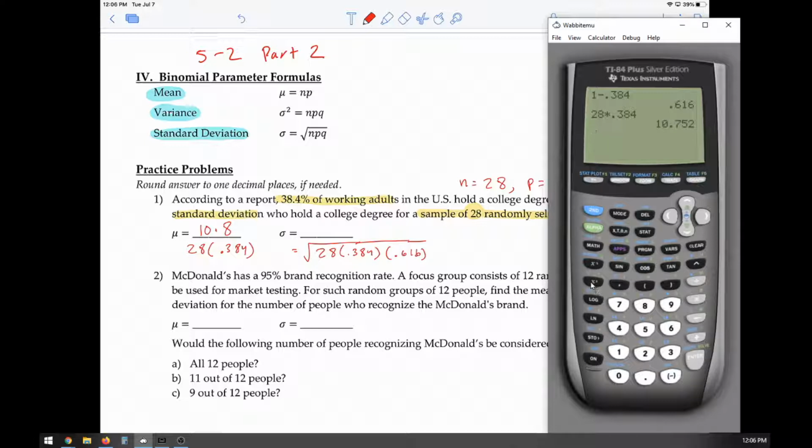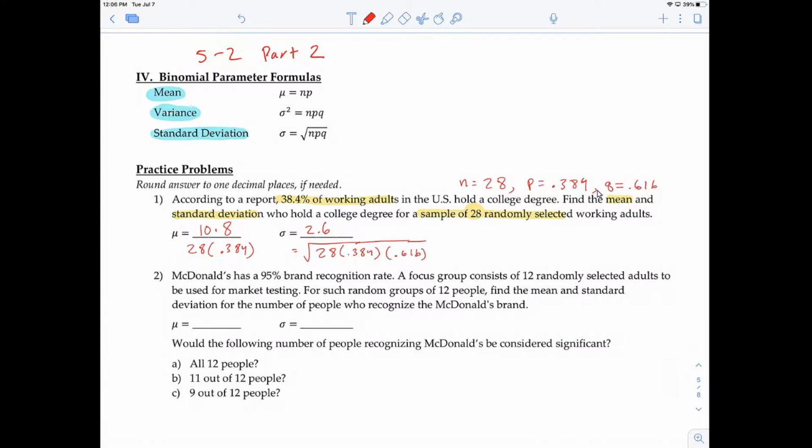And then the second one, we're going to call the square root function. The square root is right above the x squared in blue. So we're going to press second x squared. And then we would just input our numbers, right? 28 times 0.384 times 0.616, just like that. We could put parentheses as well. I just chose to put the multiplication sign. Either one is fine. All right, so enter. Rounded to 1 decimal place, that's going to be 2.6.